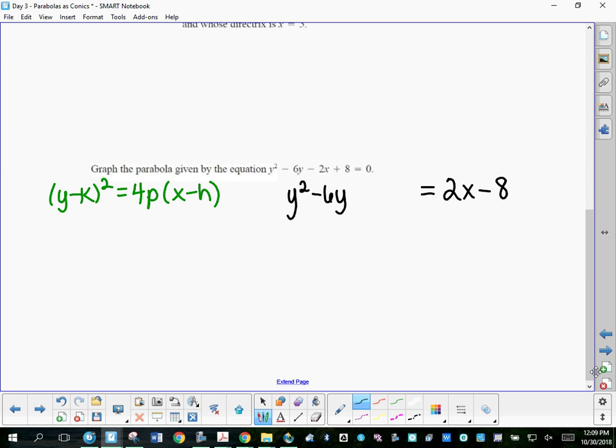Your goal is to make this on the left be something that looks like this. Something times itself gives me this. The way to get there, hopefully easy, is as follows. First step is our lead coefficient on our squared term of 1. Yes. Look at your b value. In this example, what's our b value? -6.